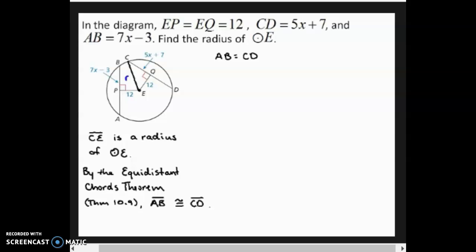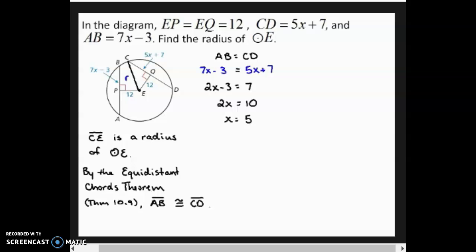AB equals CD. Substituting in the given information gives 7x minus 3 equals 5x plus 7. Then subtracting 5x from each side gives 2x minus 3 equals 7. Then adding 3 to each side gives 2x equals 10. Dividing by 2 on each side gives x equals 5.